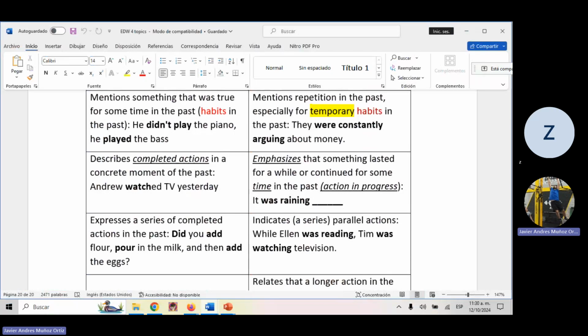Andrew watched TV yesterday. So what matters here is that he watched TV. But if we use an adaptation of this sentence with past continuous, we would say, Andrew was watching TV for 3 hours. And what matters here is the duration of the activity: 3 hours, 30 minutes, a whole day, and so on. This is the second difference between past simple and past continuous.